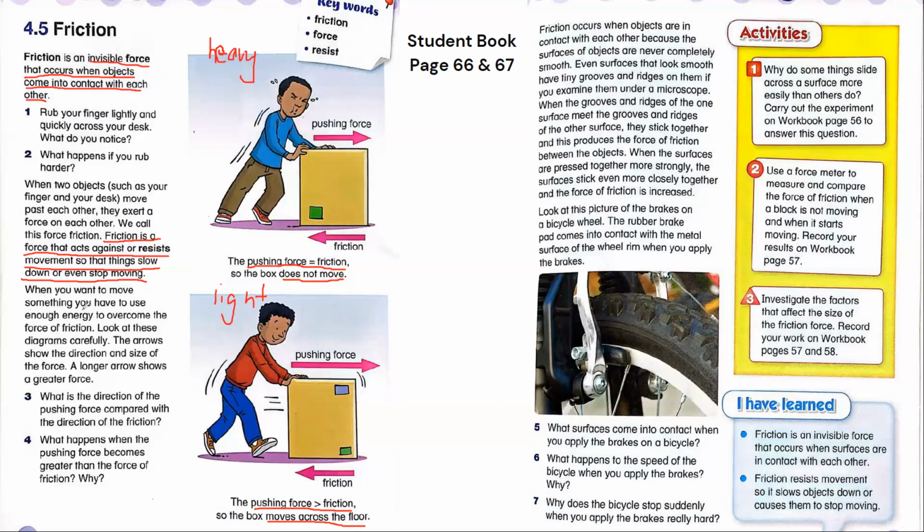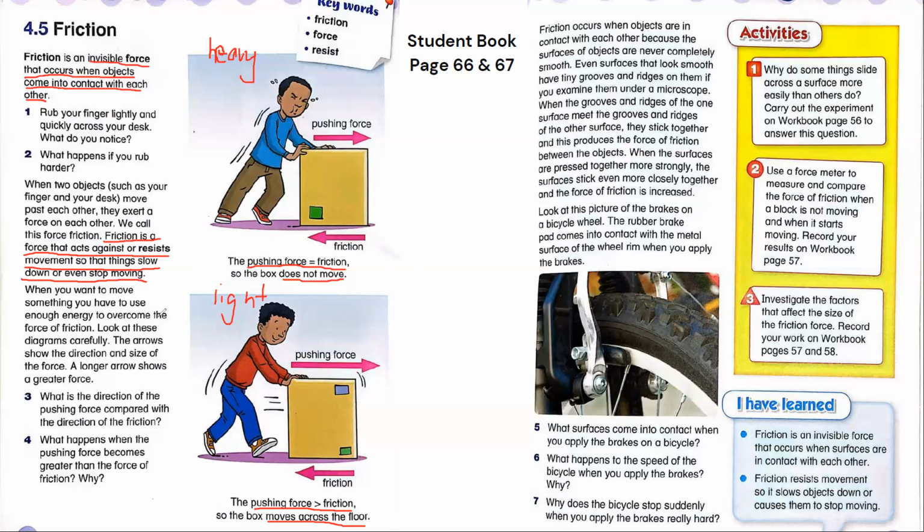When you want to move something, you have to use enough energy to overcome the force of friction. So look at these diagrams carefully. The arrows show the direction and the size of the force. A longer arrow shows a greater force. That's exactly what I just explained.